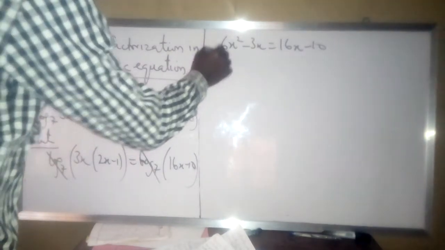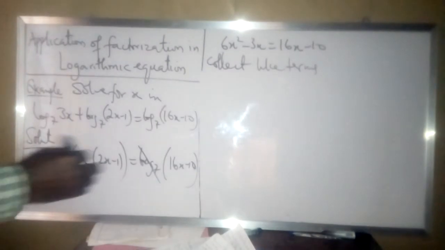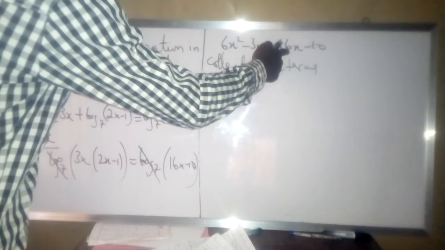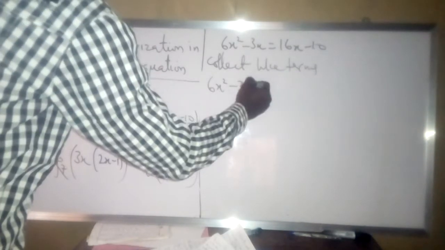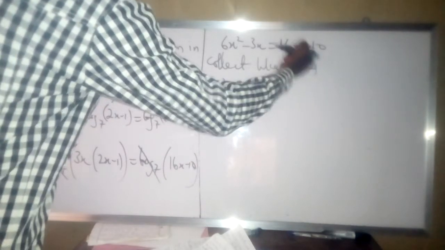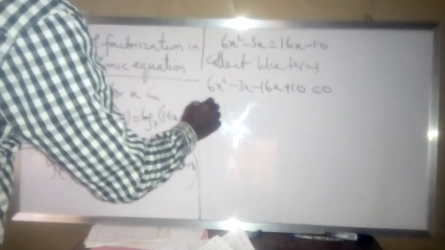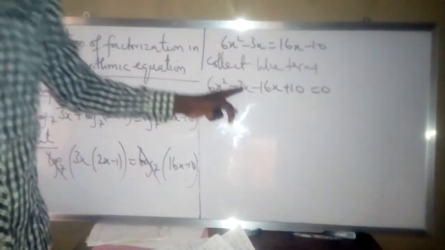So the next is what? We collect like terms. By the time we collect like terms, we have 6x squared minus 3x. Now you bring 16x to this side. It is having a positive sign here, so by the time it comes here, it becomes minus 16x. Then minus 10 will come here to become 10, which equals 0. So with this, we have 6x squared minus 3x minus 16x. It's like you are owing somebody 3x, you are owing him again 16x. So your debt becomes minus 19x plus 10 is equal to 0.